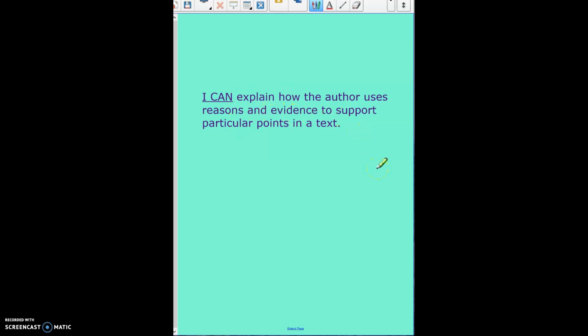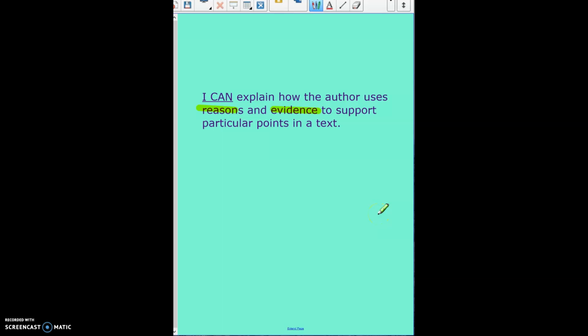So we know that there are so many different passages out there that can teach us about a particular topic. I mean, just think about all the different nonfiction texts that teach us about the solar system. What makes them all different from one another? Well, for one, text structures, text features that the author uses, like different diagrams and maps that they decide to use. But most importantly, the biggest difference that we see are the reasons and the evidence the author decides to use to support their particular points in a text.